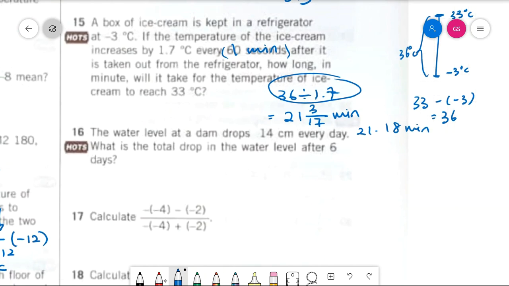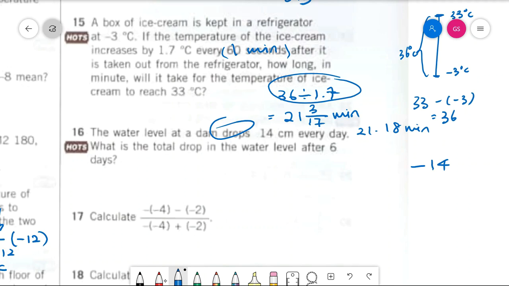Now, question 16. The water level at a dam drops 14 cm every day. What is the total drop in the water level after 6 days? Now you don't know how much, but you know that every day it will minus 14 because it drops. Keyword: drops. Don't put a positive there. If you drop money, you won't get positive money, it's gone. If you drop money and keep getting money, then I wouldn't be here. I would be on the streets, throwing money on the ground, and then I would become rich. Impossible. Drops is negative. So, negative 14 cm every day.